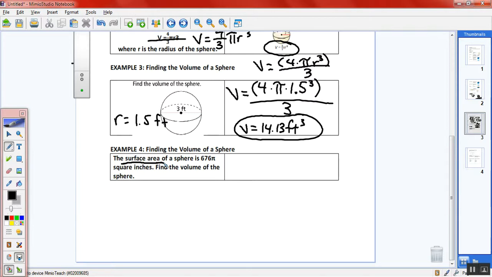What's your formula for surface area again, kids? So wouldn't 676 pi equal it? What's the formula again? 4 pi r squared. What are the pi values going to do to each other? They're going to cancel each other. 676 divided by 4. Geez, pick the hard one. 338. 169. Yeah.